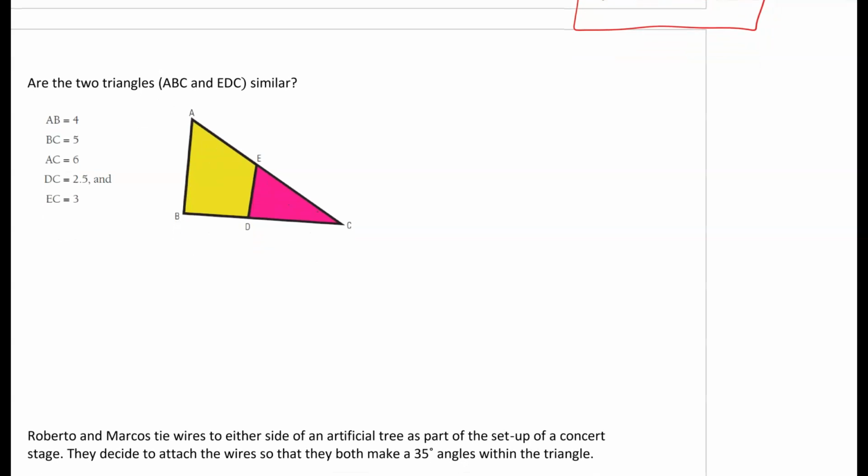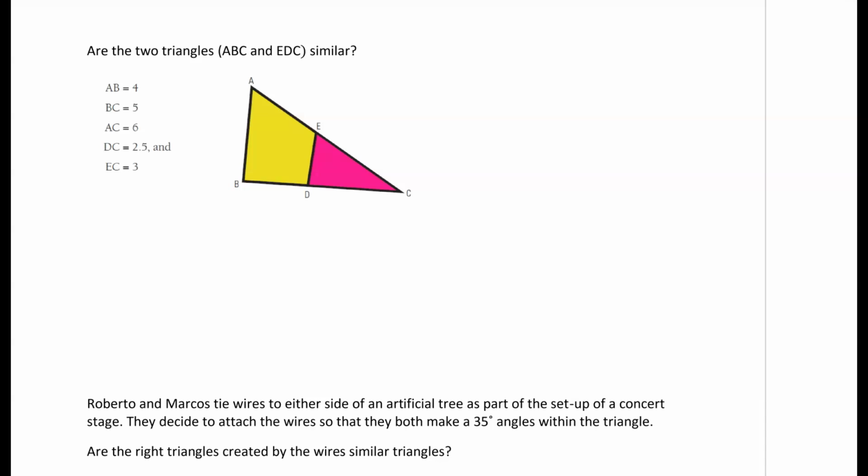Now for this shape here, are the two triangles ABC and EDC similar? They give us AB, which is 4, BC, which is 5, and AC, which is 6. DC equals 2.5, and last, EC equals 3. So what we have here is a triangle within a triangle.